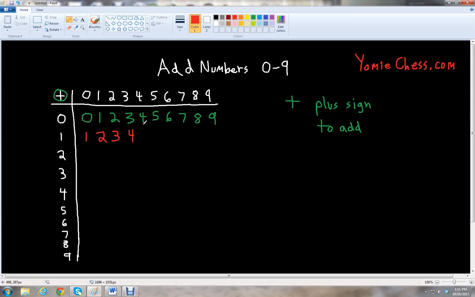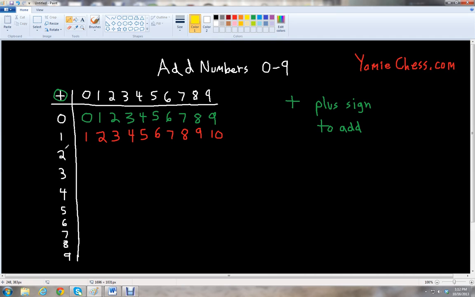1 plus 4, next one is 5. 1 plus 5 is 6. 1 plus 6 is 7. 1 plus 7 is 8. 1 plus 8 is 9. And then 1 plus 9, we get a two-digit number, that's going to be 10. So the rule with adding 1 is that whatever number you add to 1, you get 1 greater than it. It'll be the next number.